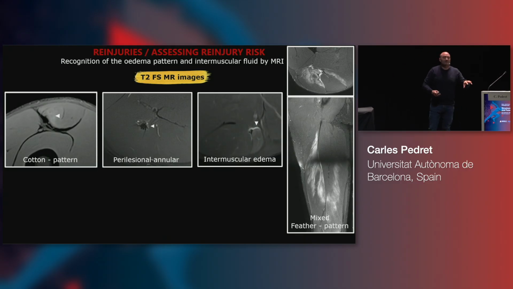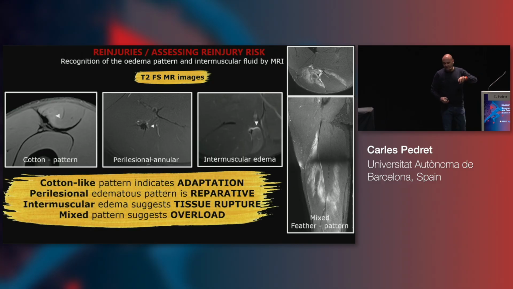So depending on the edema, and this edema will appear after some kind of loading, we can say that a cotton-like pattern edema means adaptation to the load we applied. Perilesional edema pattern is still reparation ongoing. An intermuscular bleeding suggests tissue or adherence ruptures, and the feather pattern edema means suffering or overload of the structure. So we can monitor that during the process.